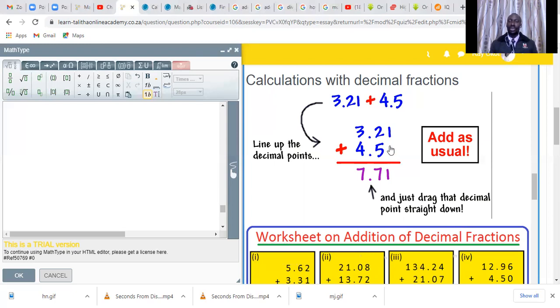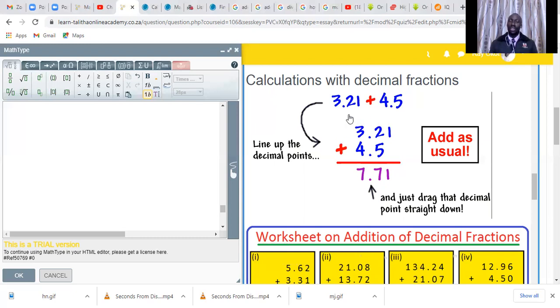So this was supposed to be having a 0, and when we add 1 to 0, we get 1. When we add 2 to 5, we get 7. We drag down the decimal point. Then when we add 3 to 4, we get 7. That is how we add.